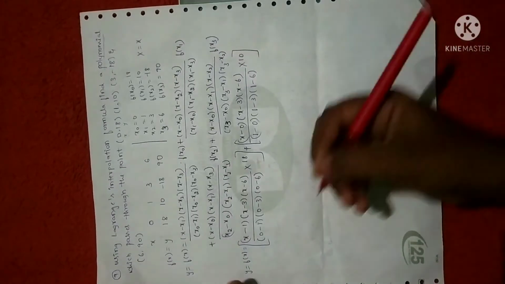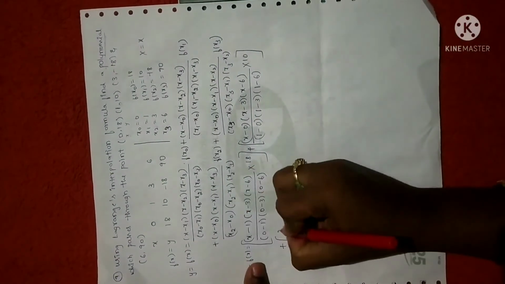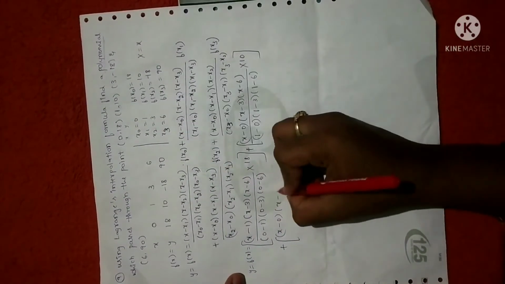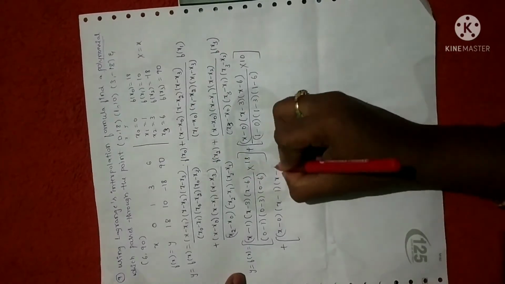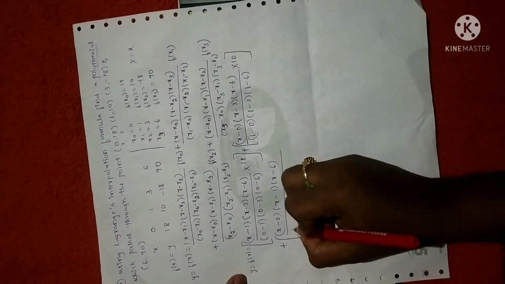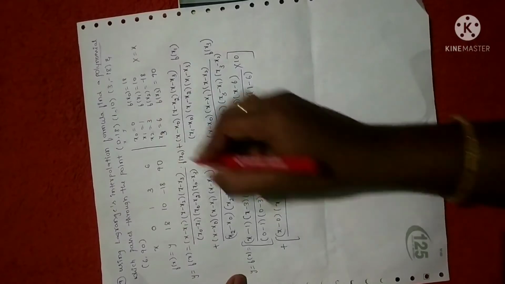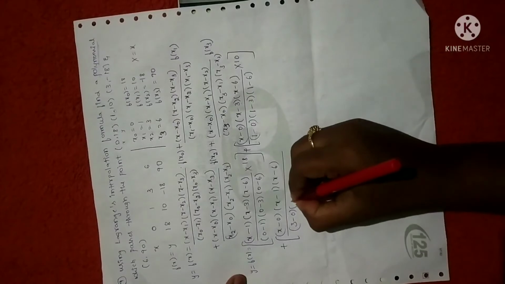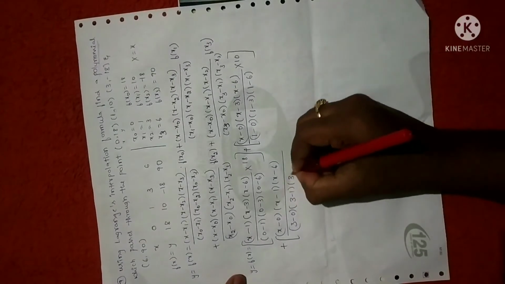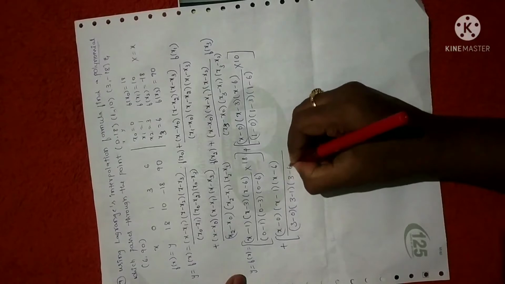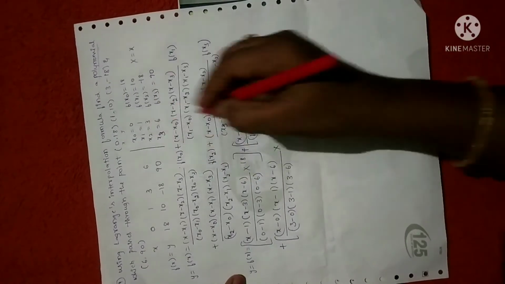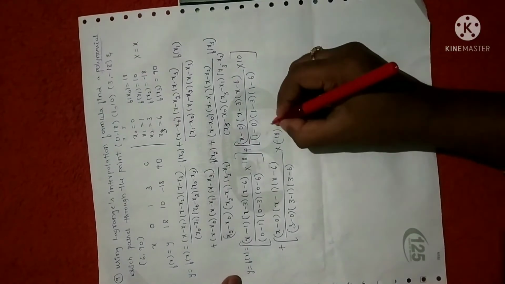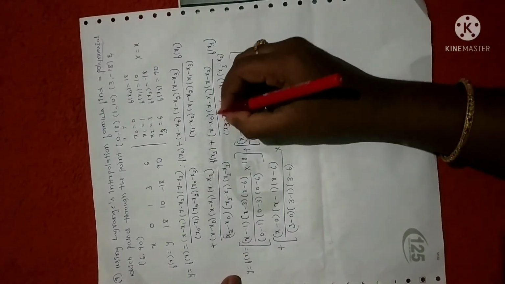Just a substitution. Plus the third term: x minus x0, which is 0, into x minus x1, which is 1, into x minus x3, which is 6, divided by x2. What is the value of x2? x2 is 3 minus x0 which is 0, again x2 which is 3 minus x1 which is 1, x2 which is 3 minus x3 which is 6, into f of x2. What is the value of f of x2? It is minus 18. Clear? Now close the bracket, plus the fourth term.